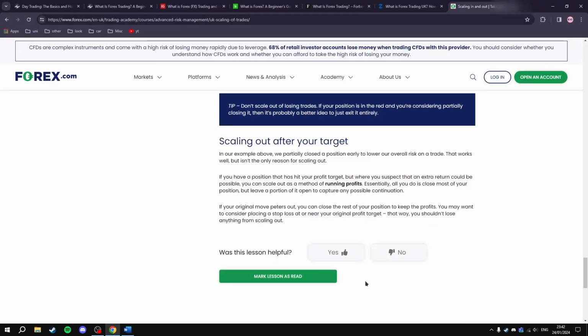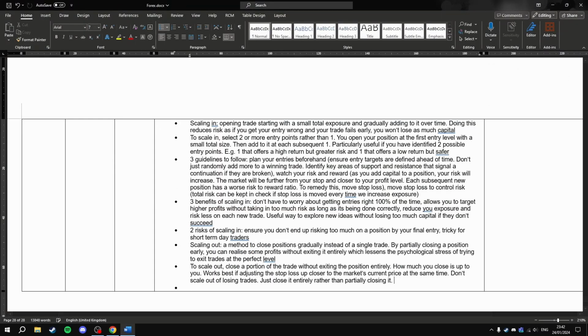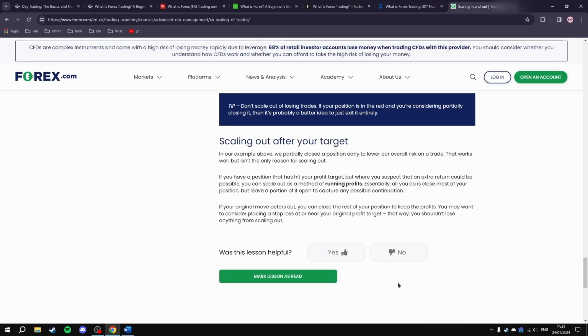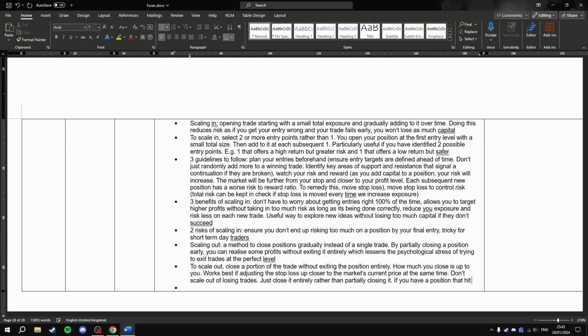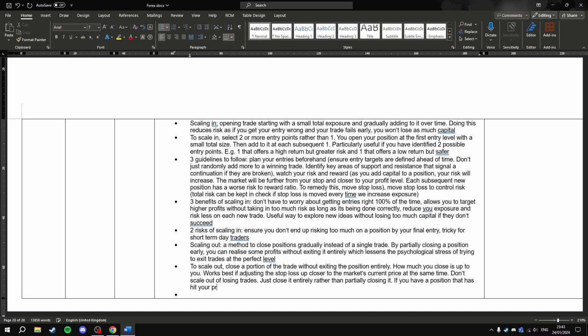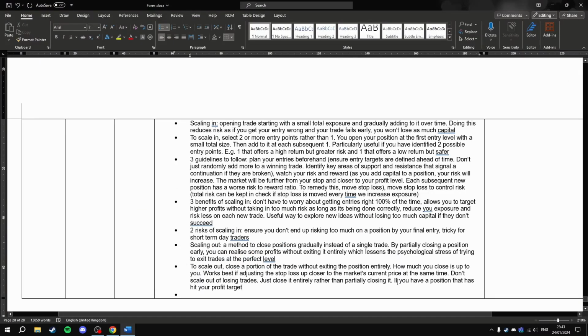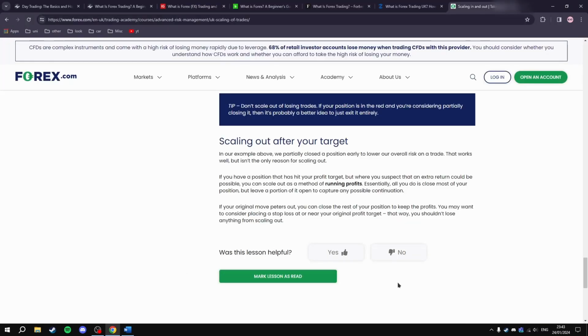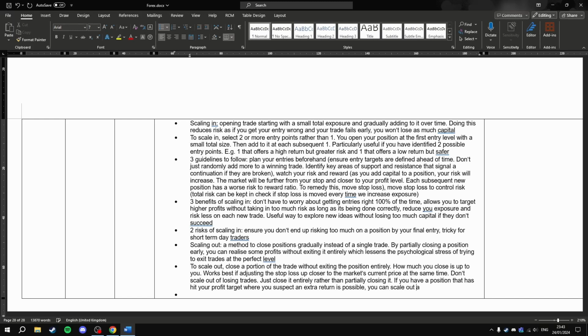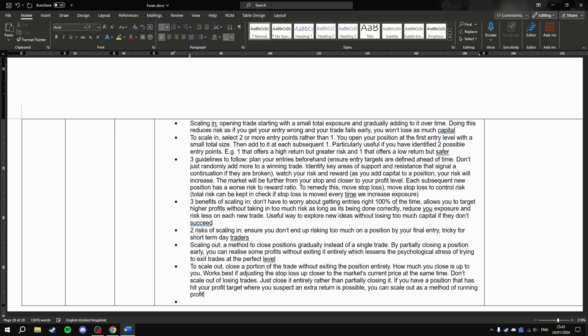Right, okay, so if you have a position that hit its profit target, where you suspect an extra return is possible, you can scale out as a method of running profits.